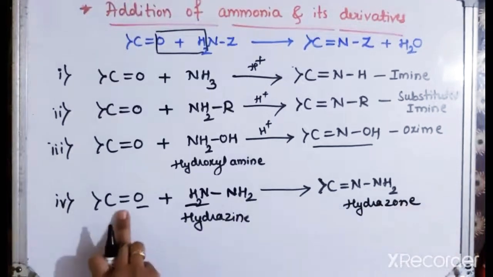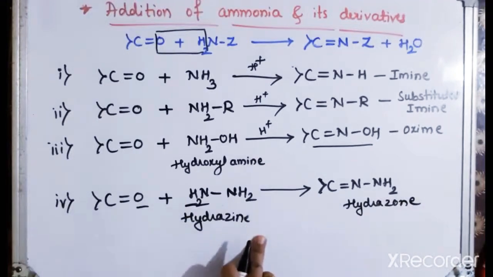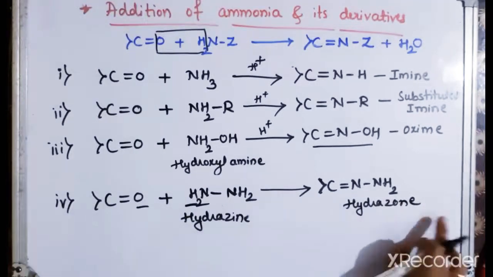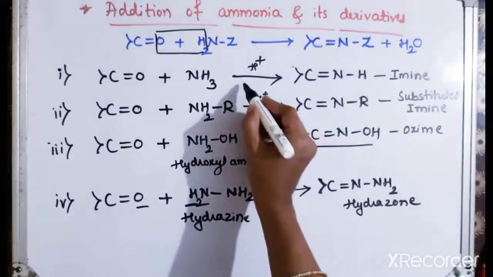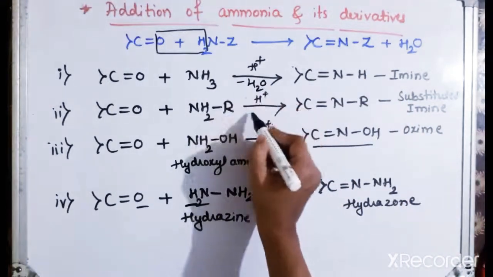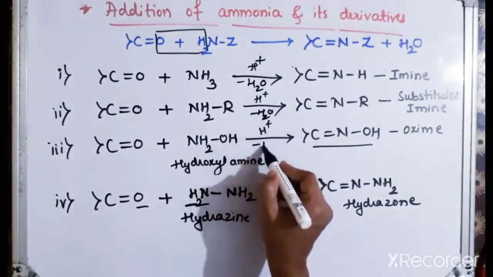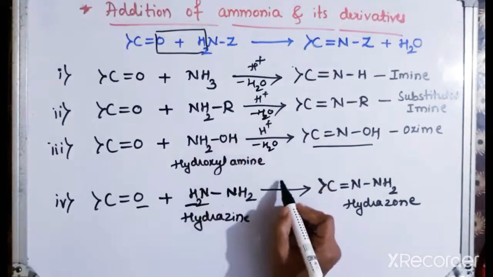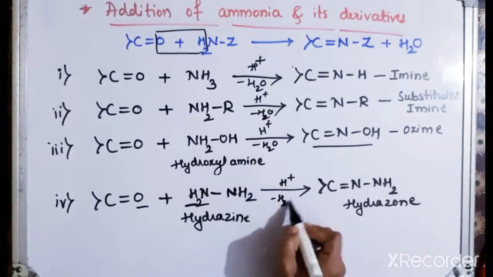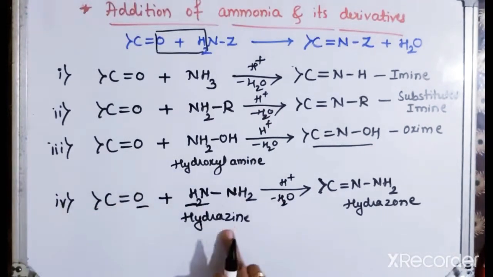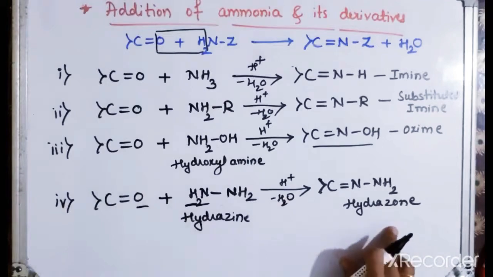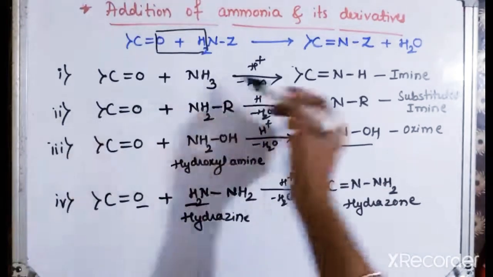Understood? Aldehydes and ketones react with hydrazine to form the respective hydrazone, with the loss of water. Remember that, okay? In all the cases there is a loss of water. Hydrazone is formed. Aldehydes and ketones react with hydrazine to give hydrazone. Clear? We'll write the remaining reactions now. First I'll revise this again.